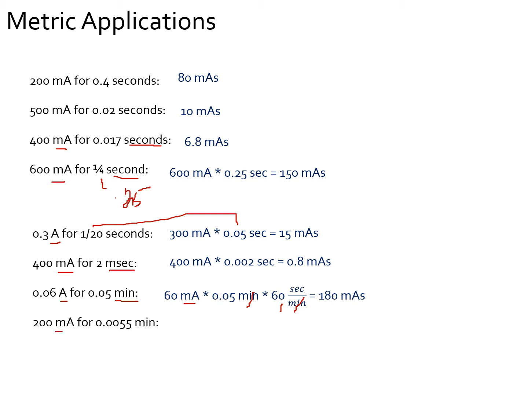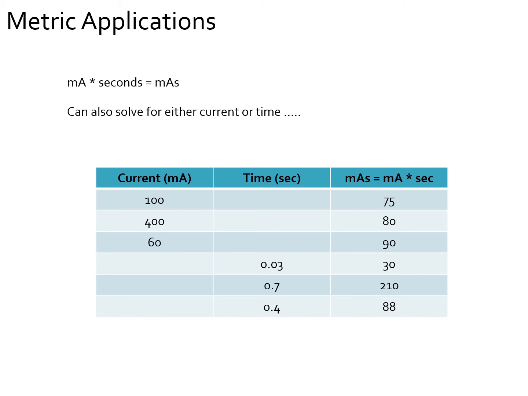The last one, this is already in milliamps, but again I have this in minutes, so I have to do that same conversion. 200 milliamps times 0.005 minutes times 60 seconds per minute. Again, the minutes cancel out, and you're left with milliamp seconds. So here you have an equation, milliamps times seconds equals milliamp seconds. So the current in milliamps times seconds equals your milliamp seconds. So for all the previous page, we were given the current and the time and multiplied to come up with the milliamp seconds.